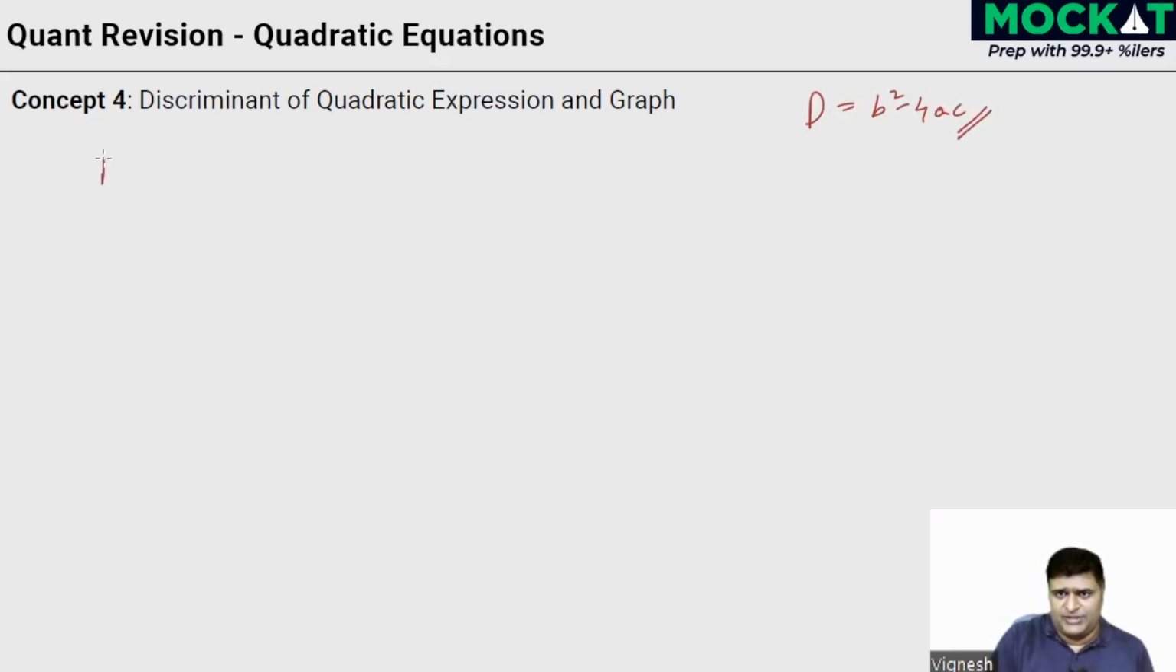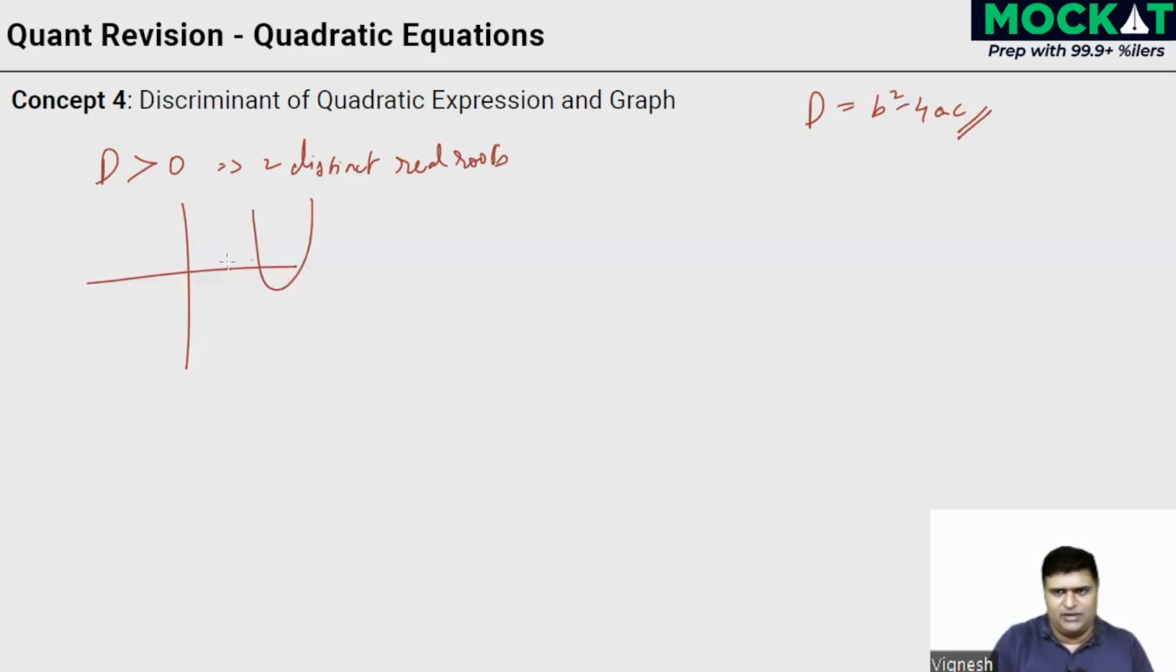Now, if your discriminant is going to be greater than 0, then two distinct and real roots, right? So what's your graph going to be like? Your graph is either going to be like this, right? Or anywhere it can be, right? So it doesn't matter. It's going to be cutting at two distinct points, U-shaped or inverted U-shaped as well, going to be cutting at 2 points. So some part of it is going to be positive and some part negative, right?